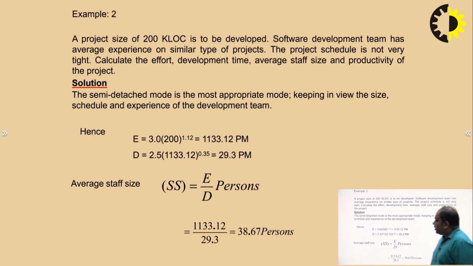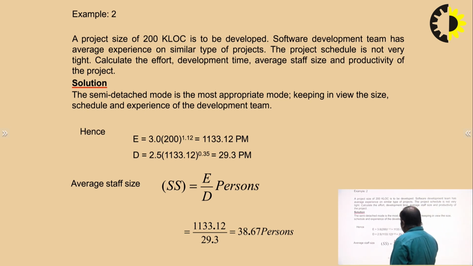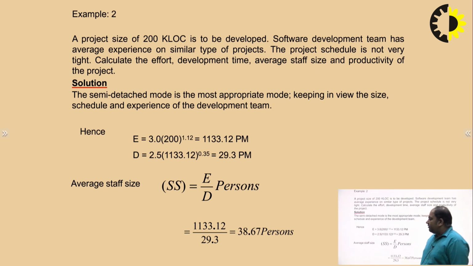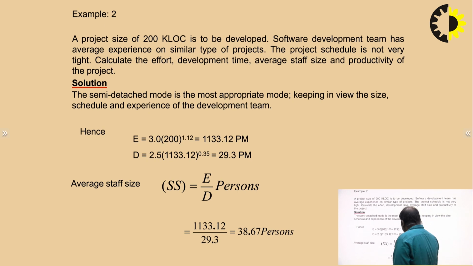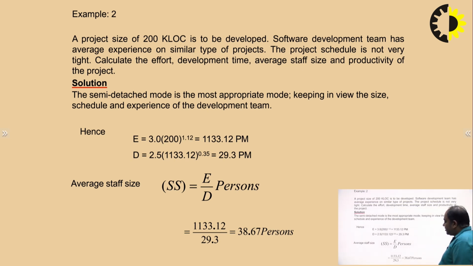So effort is equal to 3.0 × 200 raised to the power 1.12, and development time is equal to 2.5 × effort raised to the power 0.35. So the effort is 1133.12 person months, and the development time is 29.3 months. The average staff size required is E divided by D, which is 1133.12 divided by 29.3, which comes to 38.67. Approximately 39 persons are required as staff size.